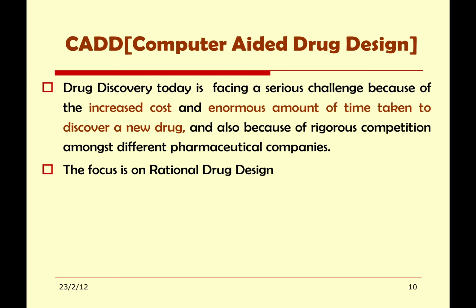So drug discovery is facing serious challenges because of the enormous cost and time taken to discover a new drug, and also because of the rigorous competition. You may work hard, and suddenly before you launch your drug, your competitor may come out with something, so everything goes down the drain. Therefore you need to be very smart and design smartly. Rational drug design is a smart design which will be very effective and very focused. It will cut on your cost, time and efforts.